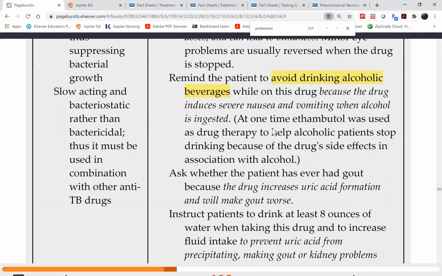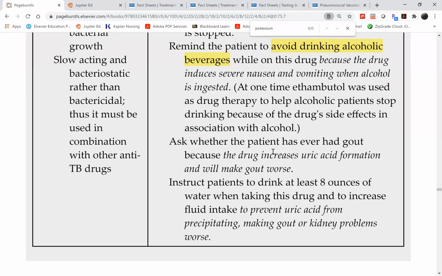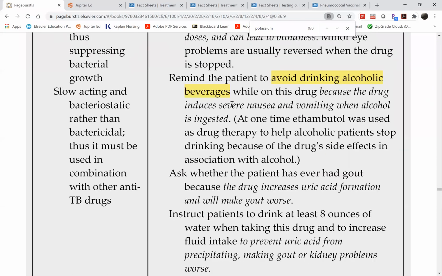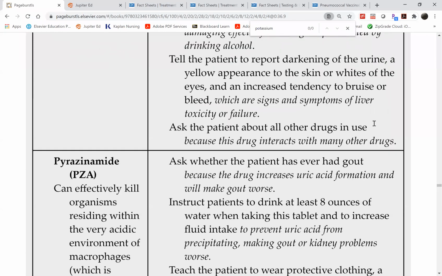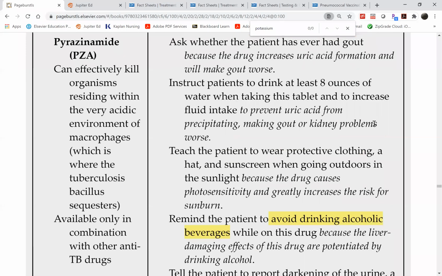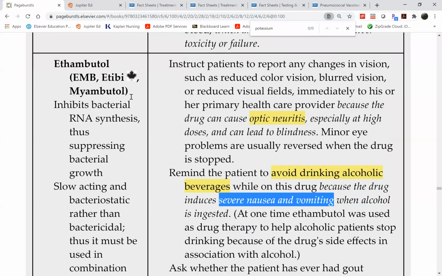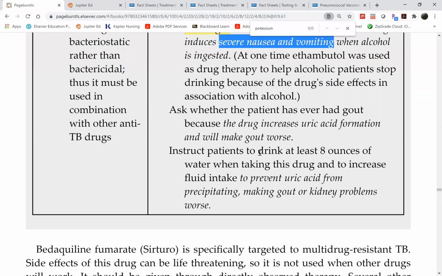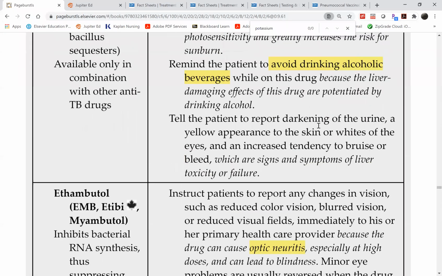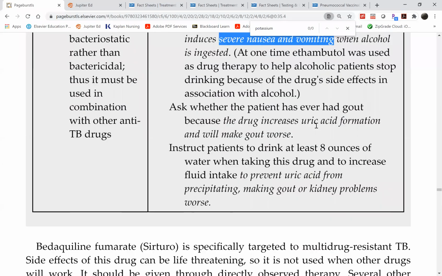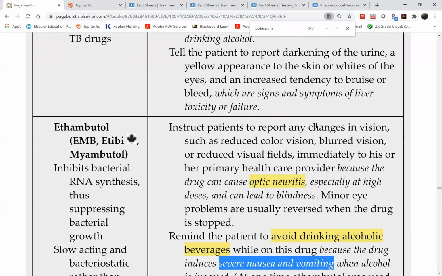And this one, the alcohol part here doesn't say that it's harmful to the liver. It just says the drug does induce severe nausea and vomiting when you take alcohol with it. However, since you're using 4 drugs, you'd have to avoid alcohol anyway because of the other 3, plus this one will induce severe nausea and vomiting when you drink with it. And same one, gout also. So this one and PZA, both of these are going to increase your uric acid. So it's not easy taking these drugs.